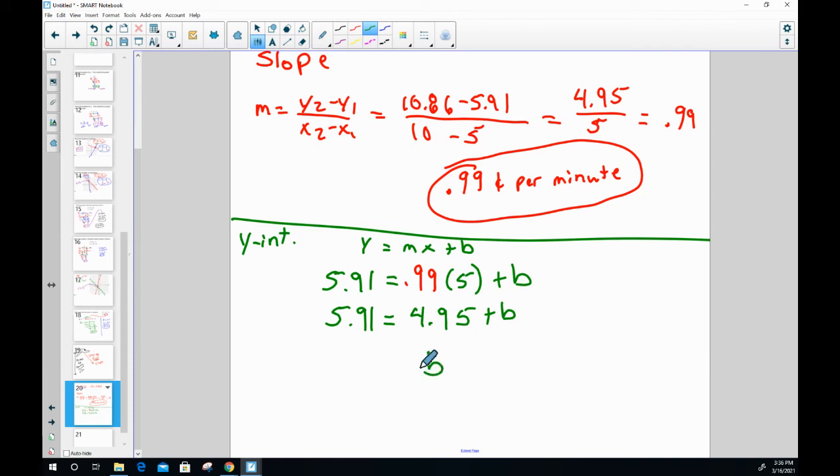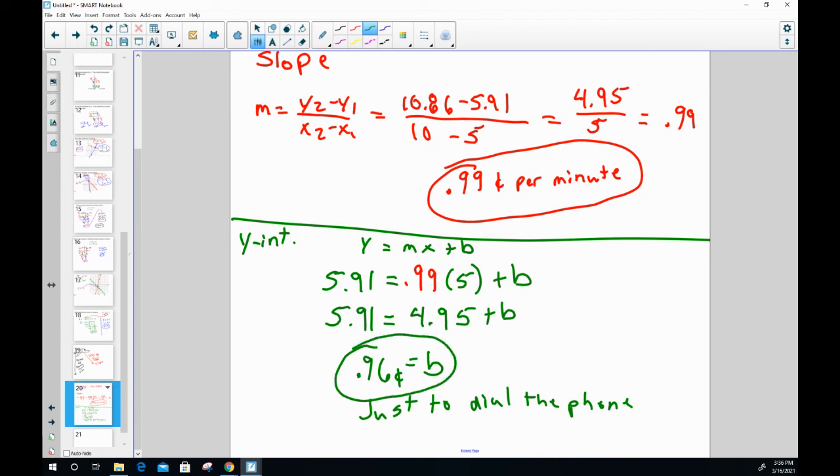So what does this mean? Again, we're not really worried about the meaning, but it's kind of nice to know. This is at 0 minutes. If I pick up the phone and dial the number, how much is it? So it's 96 cents just to dial the phone. And then it's 99 cents for each additional minute. This is the starting value.